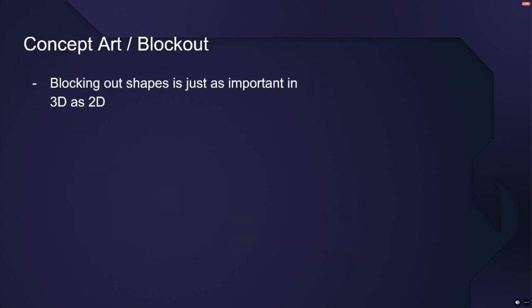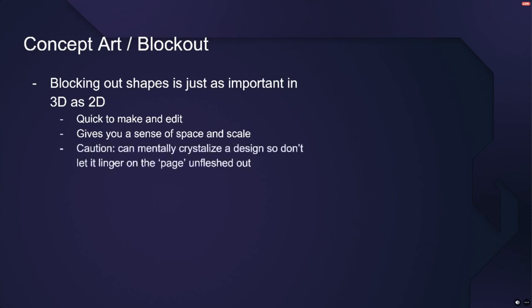So for the concept art, blocking out shapes in 3D is just as important as doing gesture drawing in 2D. Or maybe gesture drawing is the wrong one, but basically you block out your character in 2D. It's very quick to make and edit these things. It gives you a sense of space and scale, which is huge, especially because you're not dealing in literal 3D. You are dealing in a 2D projection of a 3D world. But there is something to keep in mind. You don't necessarily want the thing to linger so long on the page that it crystallizes on a design and it becomes difficult to edit. So just a sort of life thing to keep in mind.